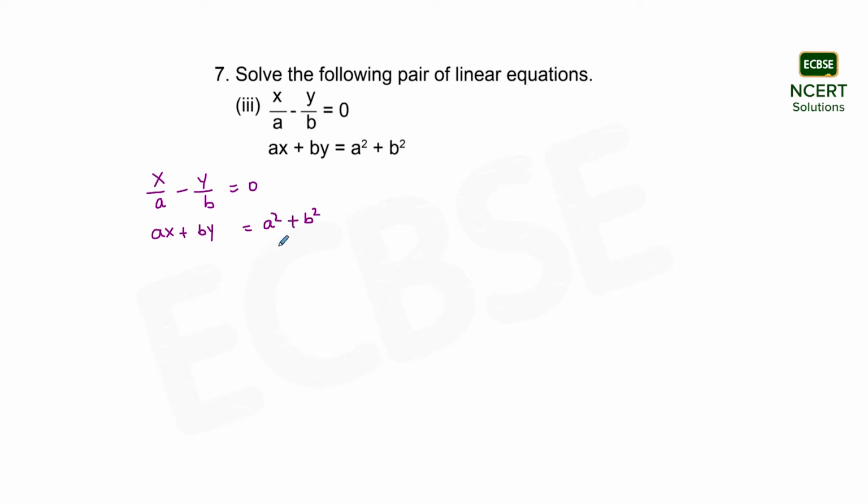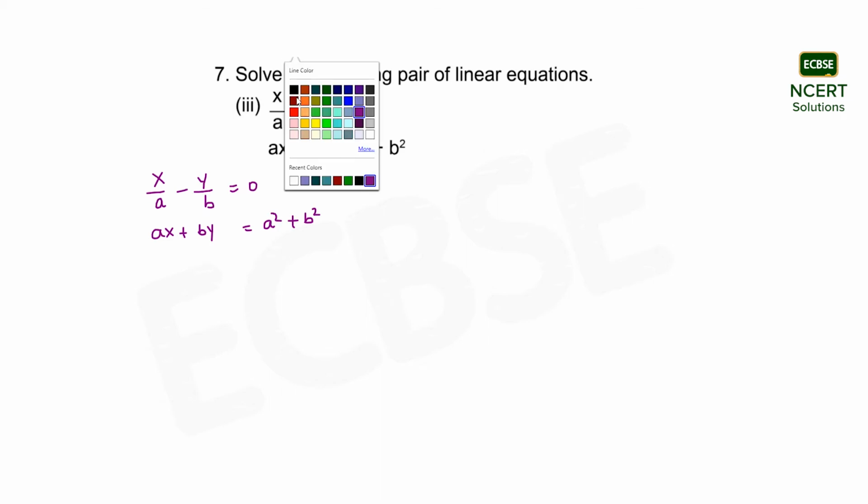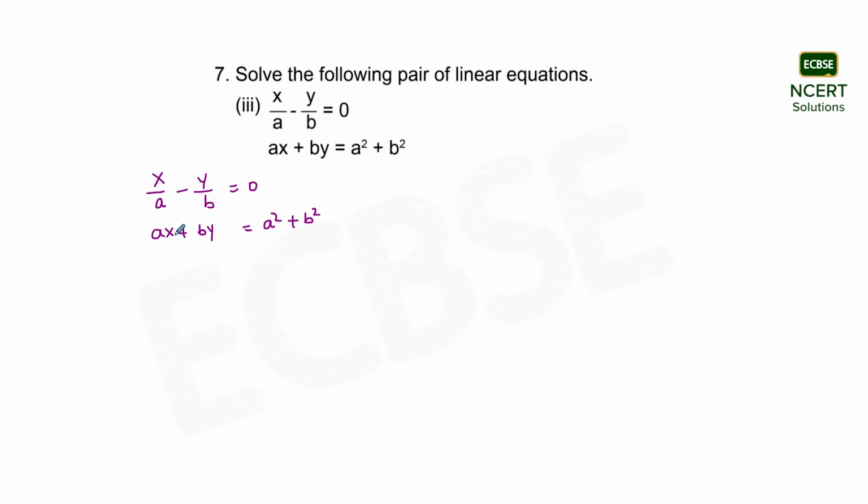And suppose I am solving these two linear equations in order to get the value for the variables x and y by using the elimination method. And as we know, the elimination method says that we need to ensure that the numerical coefficient of any one variable is the same in both the equations. Suppose I am targeting the variable x. In the first equation, it's the coefficient 1 by a, and for the second equation, the coefficient of x is a.